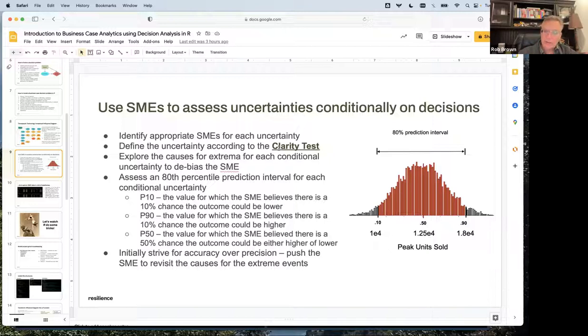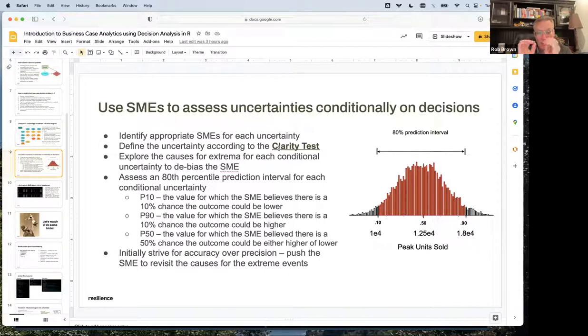Once we have asked them to think about those causes and we've documented them, then we ask them to think about the not nearly so extreme points that they could imagine. Not the very worst case or the very best case, but something a little bit less. That would be the P10, P50, P90 values, or another way to think about it, ask them to think about an 80% prediction interval. In other words, if they had to think about the future and where this variable would fall in terms of its real value, what range would they estimate such that they would be 80% sure that the actual value would fall in that range?